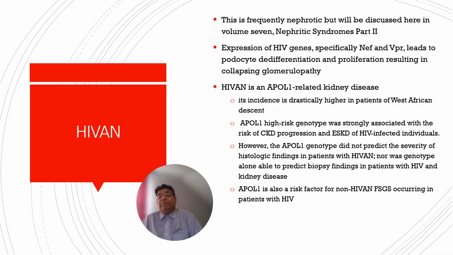ApoL1 high-risk genotype is strongly associated with the risk of CKD progression and end-stage renal disease of HIV-infected individuals. However, the ApoL1 genotype did not predict the severity of histologic findings in patients with HIVAN, nor was genotype alone able to predict biopsy findings in patients with HIV and kidney disease. ApoL1 is also a risk factor for non-HIVAN FSGS occurring in patients with HIV.